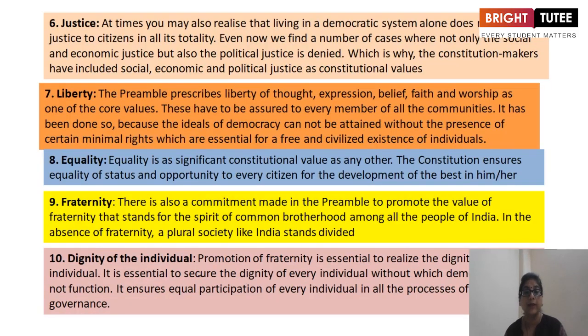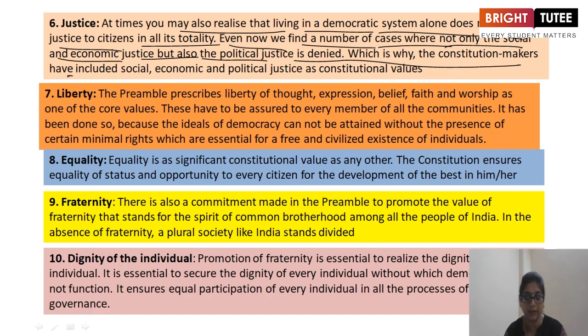Now, justice. At times, you may realize that living in a democratic system alone does not ensure justice to citizens in all its totality. Even now, we find a number of cases where not only social and economic justice, but also political justice is denied. Which is why the constitution makers have included social, economic and political justice as constitutional values.